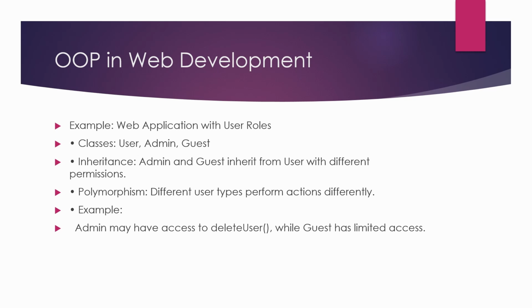Object-oriented programming is also heavily utilized in web development. For example, in an online shopping system, we might have classes for user, admin, and guest, each with different permissions. Inheritance allows for the creation of specified user types, while polymorphism ensures that actions like login behave differently for each user role. OOP structures web applications in a modular and flexible way, ensuring scalability and ease of maintenance.